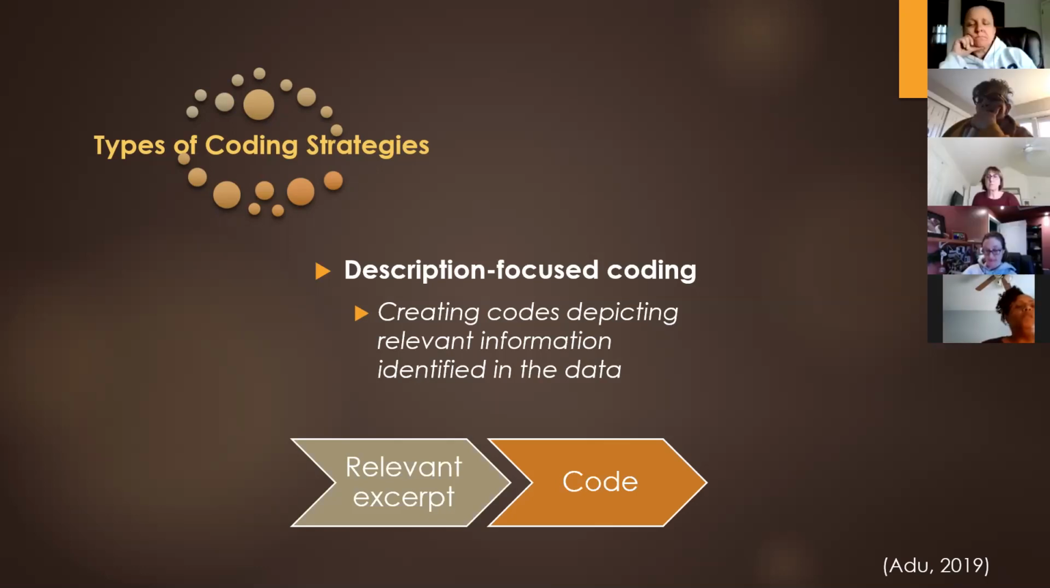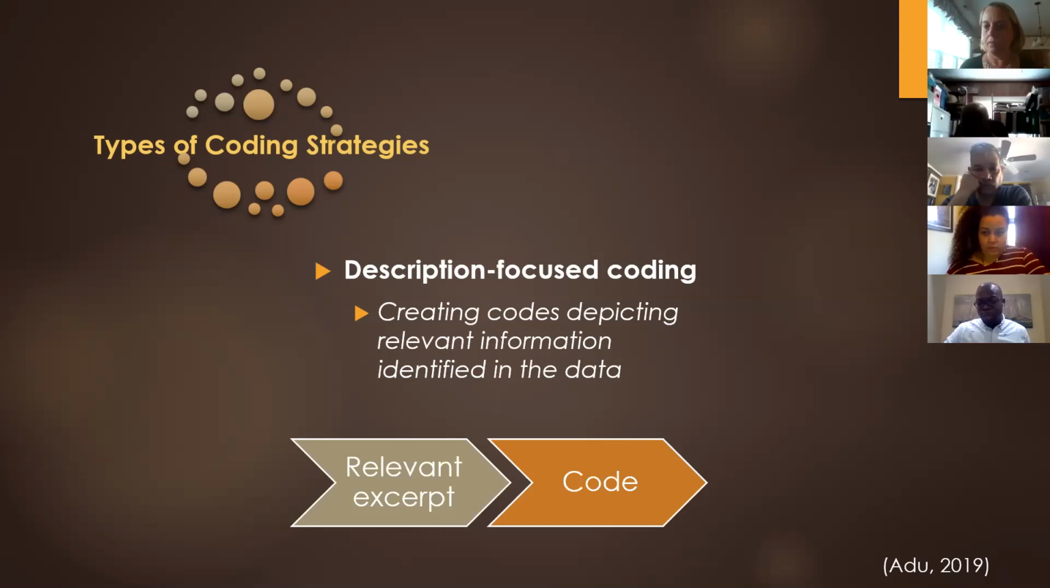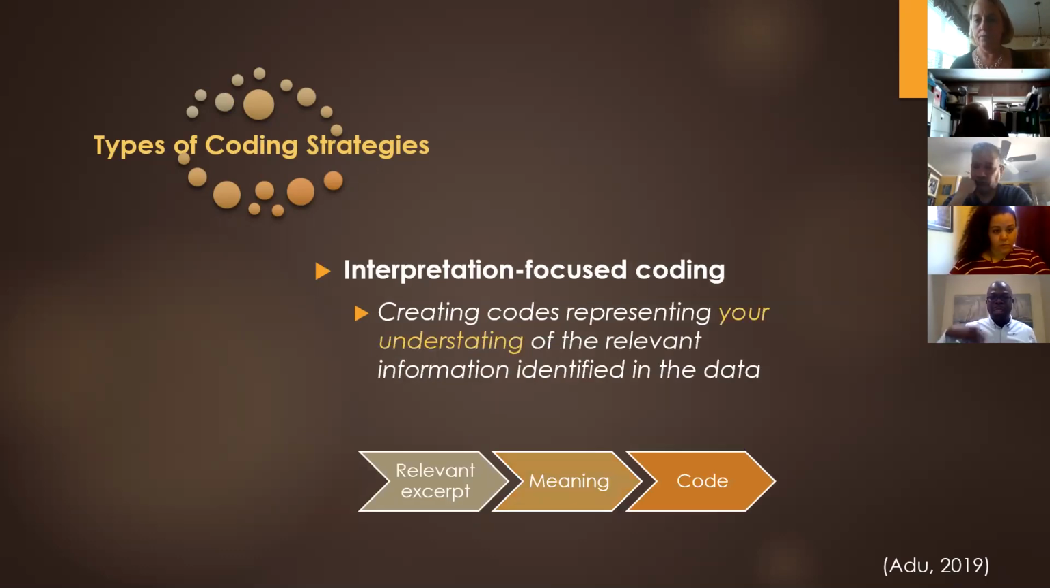So no interpretation, right? When a participant describes their behavior, you are just summarizing the description of the behavior. You are not going to ask yourself, what does this behavior mean, right? That would be interpretation, right? You are trying to make sense. You have to first understand what the participant is saying, make meaning of that information, and then, based on the meaning, develop a code, right? And so that's also about interpretation-focused coding.